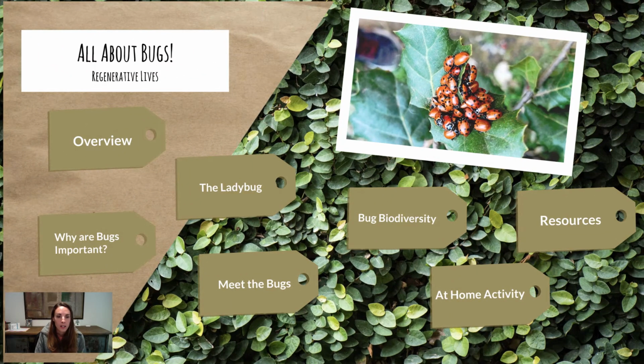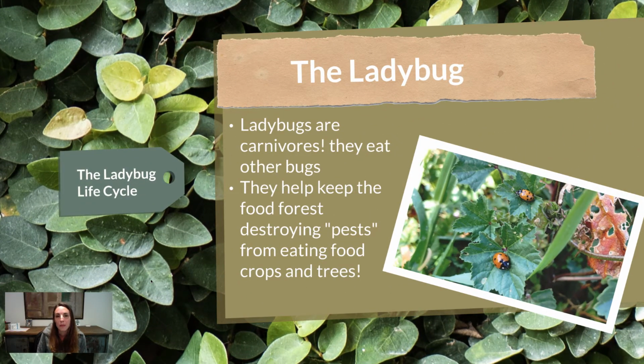So let's start with the ladybug. The ladybug is pretty important and one of most people's favorite insects. Ladybugs are carnivores. They eat other bugs. They don't eat plants, they eat bugs. And they help keep the food forest free of destroying pests. So the pests that might eat all of the food crops, like broccoli and tomatoes and peppers, they eat those bugs. And that's why we love them. We want them all over the place because they eat these pests that eat our food crops.